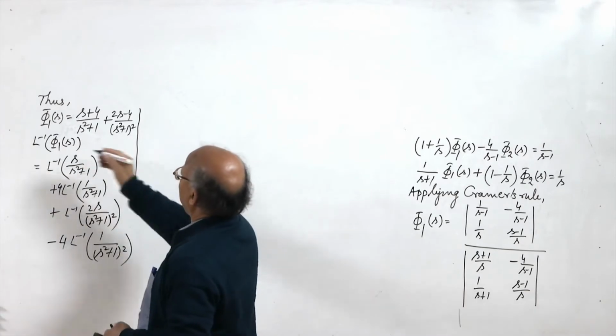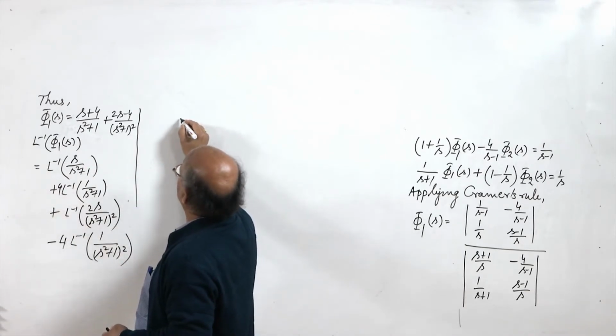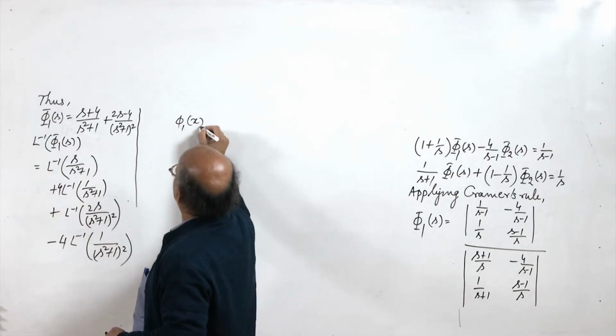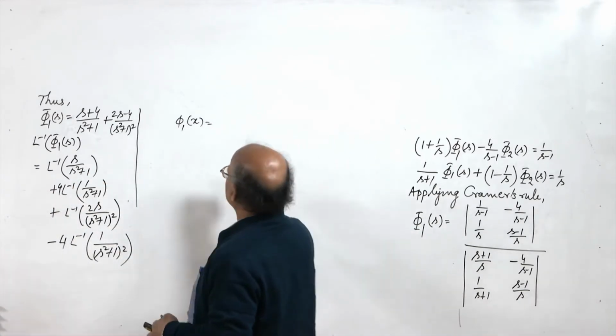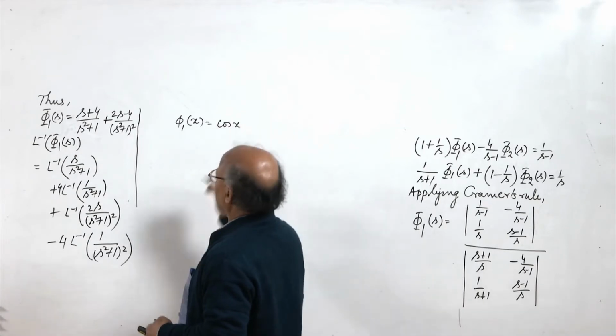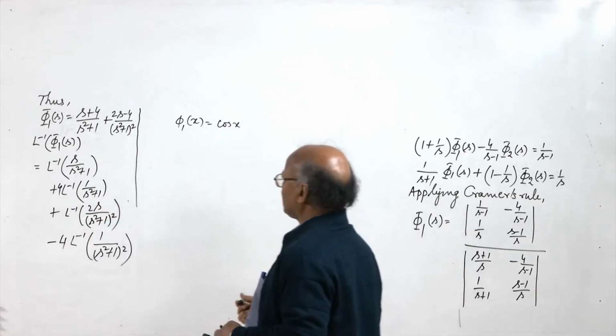So L inverse of phi 1s is equal to phi 1x. Inverse Laplace transform of s over s square plus 1 is cos x. Inverse Laplace transform of 1 over s square plus 1 is sin x.